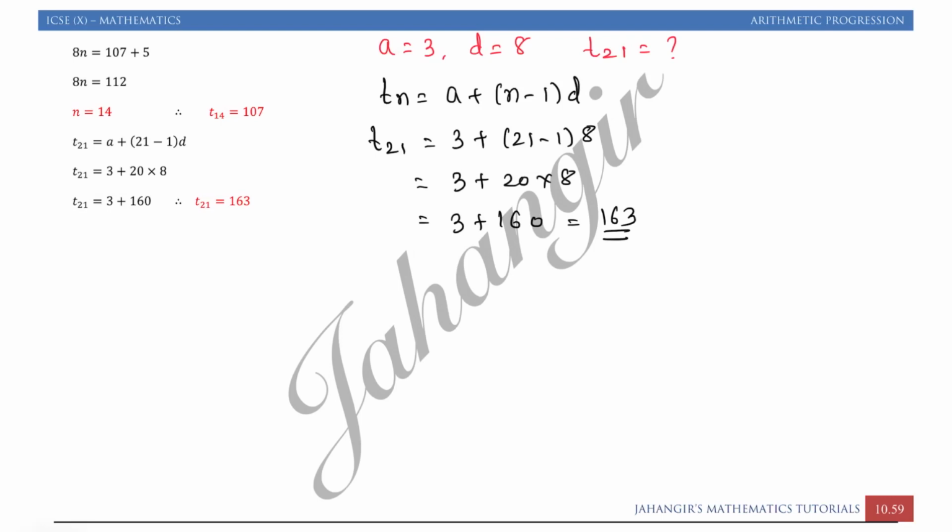So this question was again important. This type of question you should memorize: when the formula for the sum of n terms is given, how to find the first term and common difference. Once you get the common difference and first term, it's very easy to find anything. Hope you understood this. We will go to the next question.